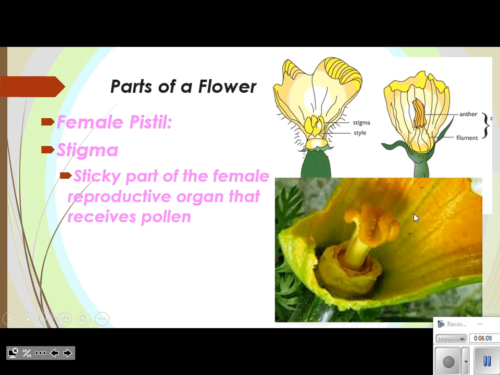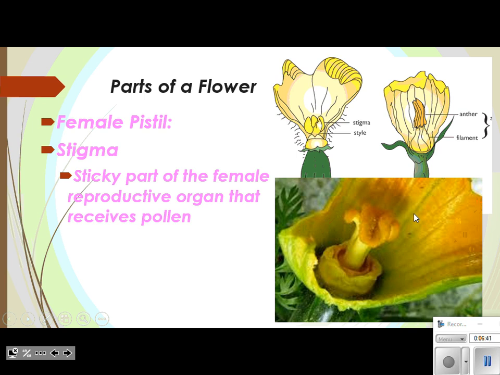Okay? And when we talk about the pistil, we're going to talk about three parts. The top one, the first one, being the stigma. The stigma is part of the female reproductive organ. It is the top, and it is sticky. Why is it sticky? Because that is where the pollen attaches.